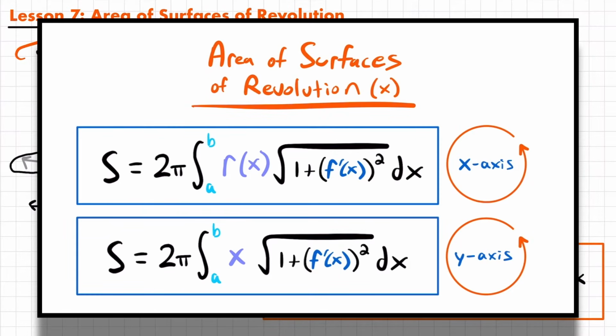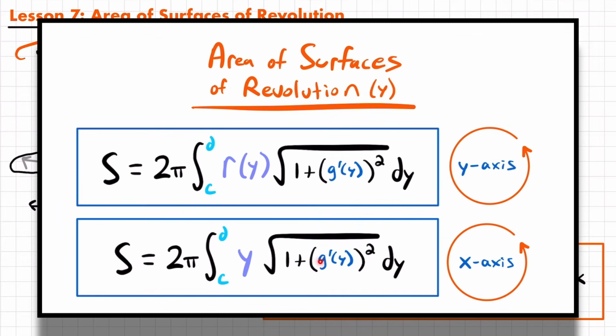And I'm going to show them to you here, but just know that they're not going to be used very often. You're pretty much always going to want to work in terms of x when you're calculating the area of surfaces of revolution. But if you have to work in terms of y, here are the formulas you would need to know. Right, so if your curve comes from a function x equals g of y, then you could use these formulas.